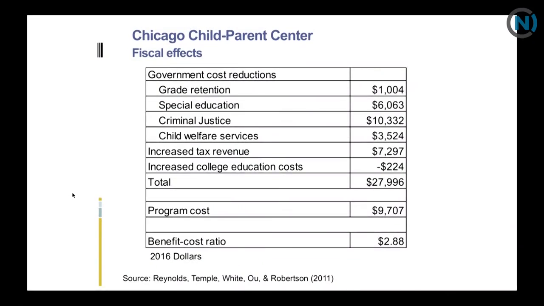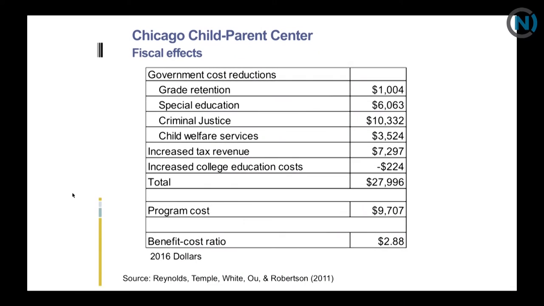So for Chicago Child Parent Center, they provide a list of types of benefits that accrue to areas of government. So grade retention, special education, reducing savings to the K-12 system, criminal justice costs reduced due to the reductions in crime, reductions in child welfare services because abuse and neglect was reduced in this study. Now, it's interesting, increased college education costs, because you have kids who have better capacity and more capabilities, they're more likely to use public benefits once they get beyond high school. So this is actually a cost to society. So we put that minus number there. So we add all that up. We take the cost of the program to the children that were in this program, and then you conduct that benefit cost ratio. And so getting near $3 returned for every dollar invested to the government.